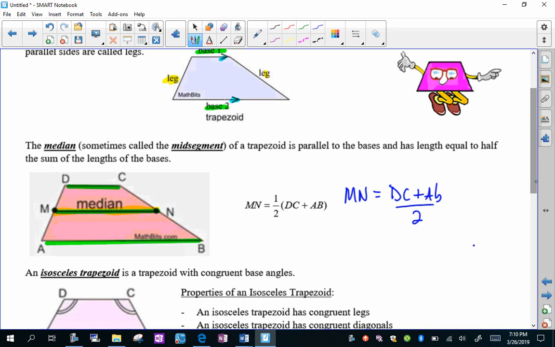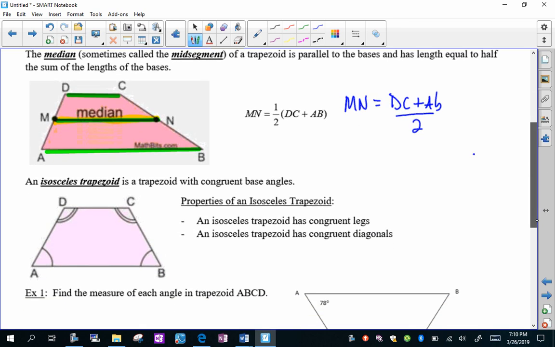Now let's move down. An isosceles trapezoid is a trapezoid with congruent base angles. Some properties of an isosceles trapezoid are that the legs are congruent, and also the diagonals are congruent. We're going to talk a little bit more about that in class, especially after we do our proof, in a little bit.